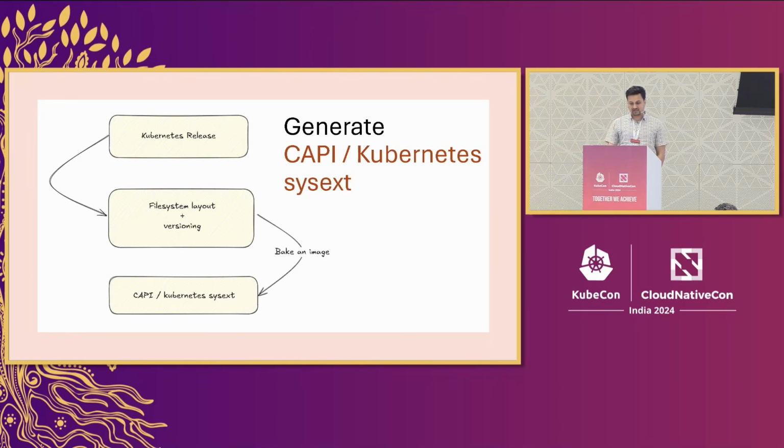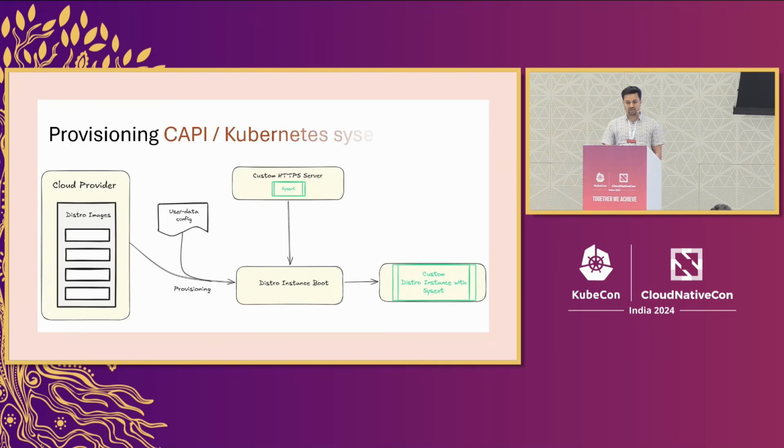Once the Sysext is created, this is how we provision a Sysext instance. You have the distro images, for example the Flatcar marketplace image on Azure, or the shared image galleries or the AMIs. You can pick one of the cloud providers which has support for Sysext. You use that image, and you use the user data, which in our case is Ignition. For others it could be different, but you basically push the user data config and boot the image.